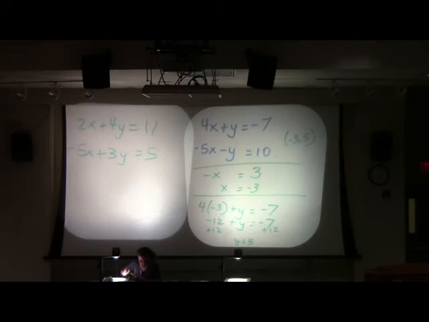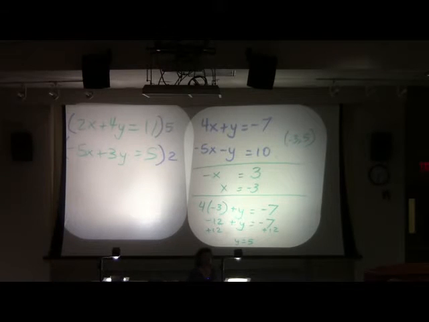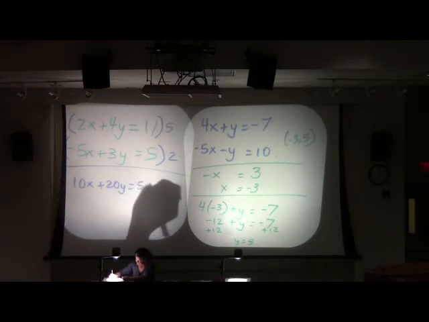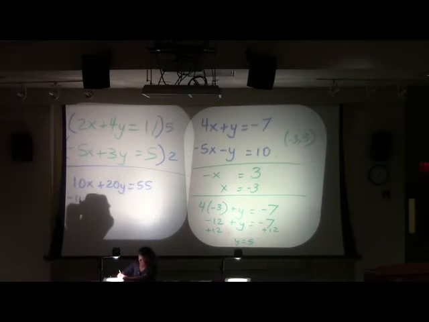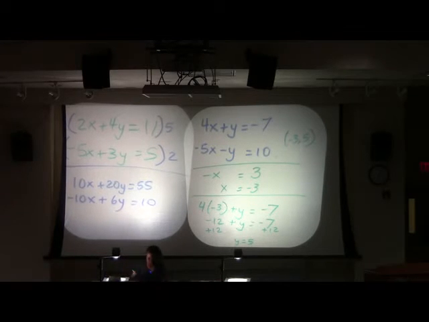Okay? So, do you guys agree I can take my top equation and multiply it by 5 and my bottom equation and multiply it by 2? Remember, it's legal to multiply an equation by something as long as you multiply every term by that number. So do you agree then I have 10x plus 20y equals 55 for my top equation? My bottom equation becomes -10x plus 6y equals 10. Any questions this far? Have you guys seen this before?